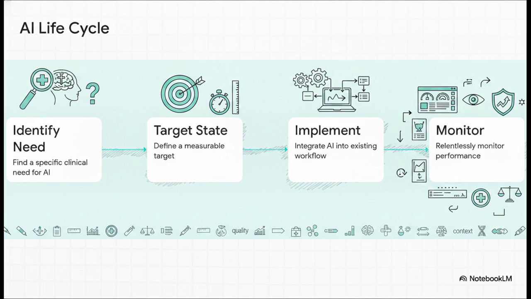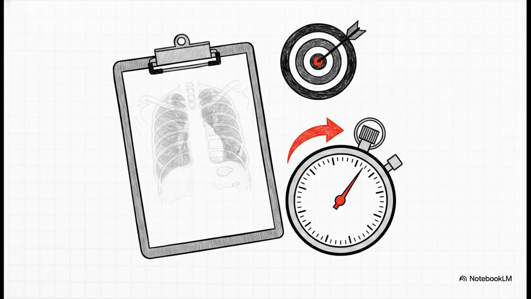Step 2 is defining your target state. Step 3 is actually implementing it into the workflow, and Step 4 is relentlessly monitoring its performance. Let me give you a really clear example of what this looks like in the real world. Imagine a super busy radiology department. The explicit need here is that generating a chest x-ray report is just taking way too long.